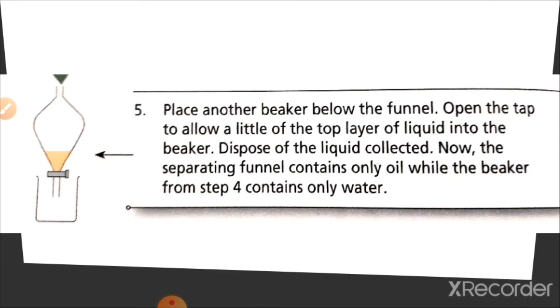Place another beaker below the funnel. Open the tap to allow the liquid of the top layer into the beaker. Dispose of the liquid collected. Now the separating funnel contains only oil, while the first beaker contains only water. So you have successfully separated the two layers.